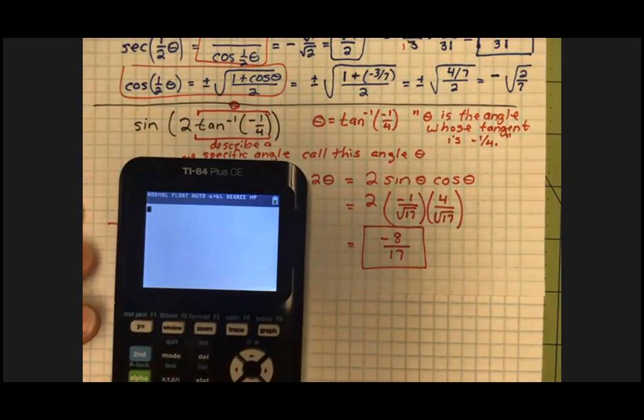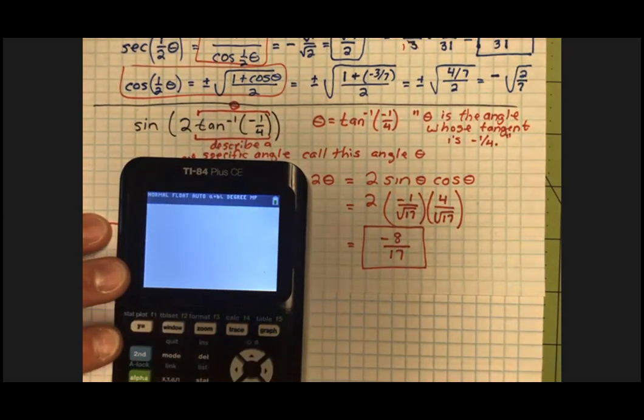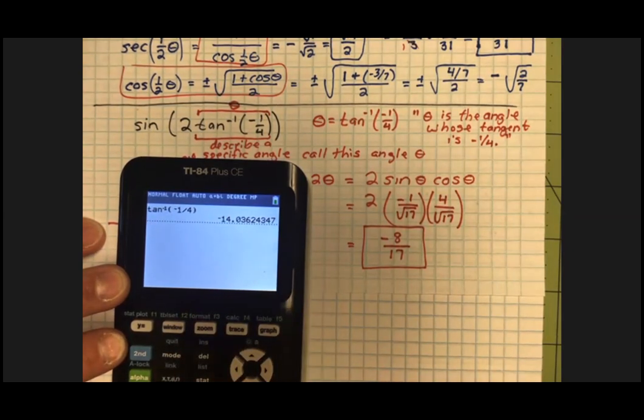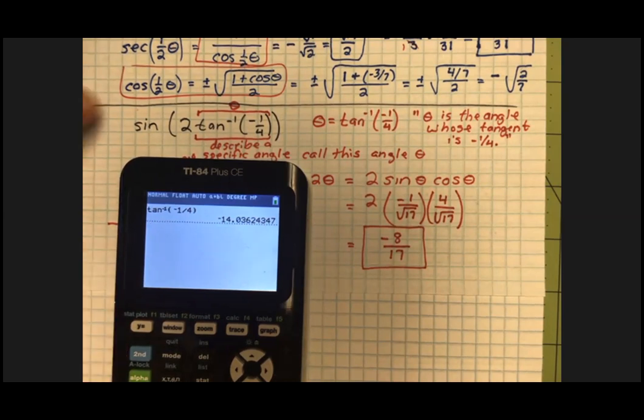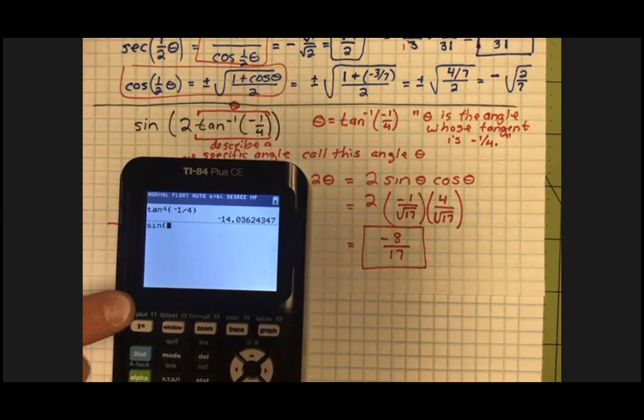So let's first just ask the calculator in degree mode, what's the tan inverse of minus 1/4? Okay, it's minus 14 degrees approximately. But I didn't need to know that to check this answer. I could type in directly sine of 2 times the tan inverse of minus 1/4 in the parentheses. And I get this number.